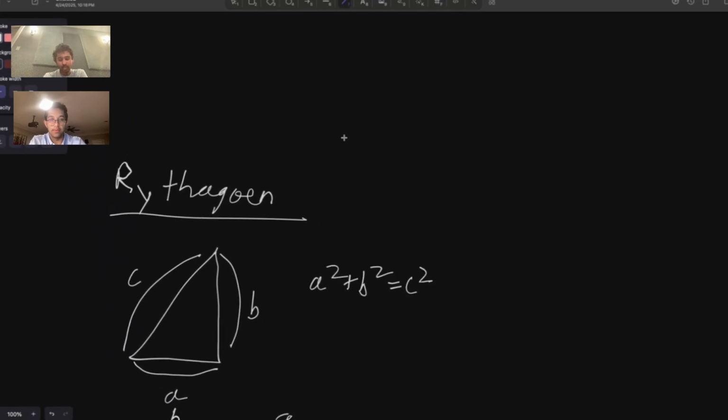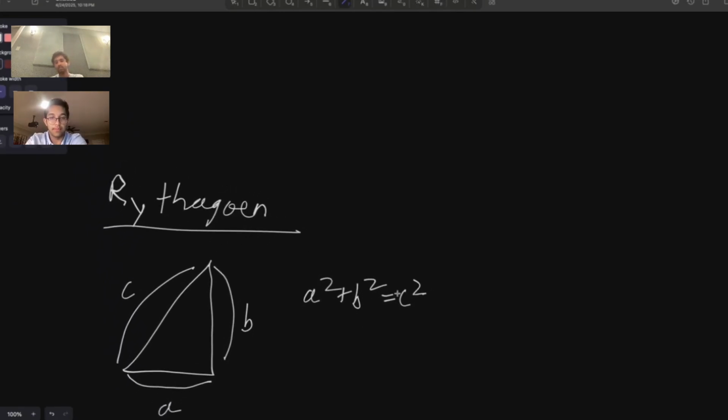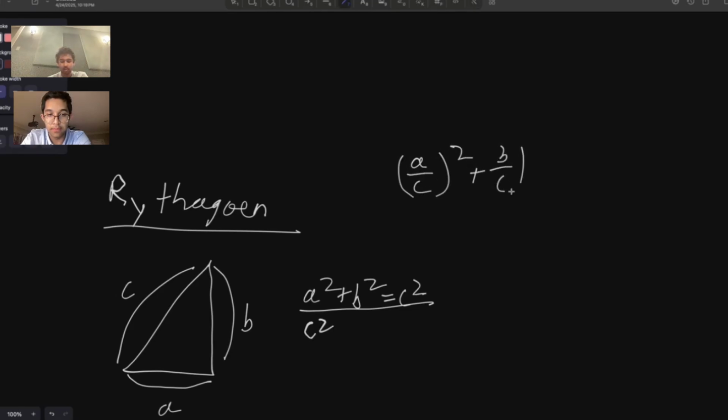So back to what I was saying. We have A squared plus B squared is equal to C squared. Now, if we divide them all by C squared, we get (A over C) squared plus (B over C) squared is equal to C squared over C squared, which is just 1, right? Okay.